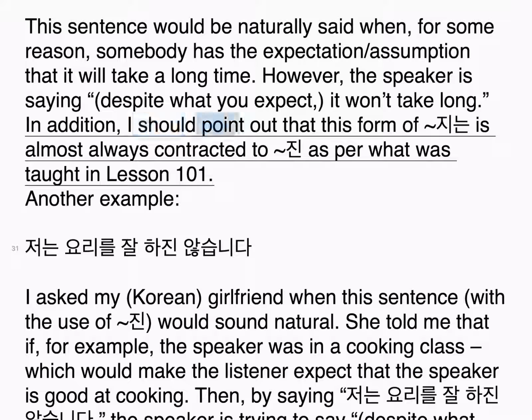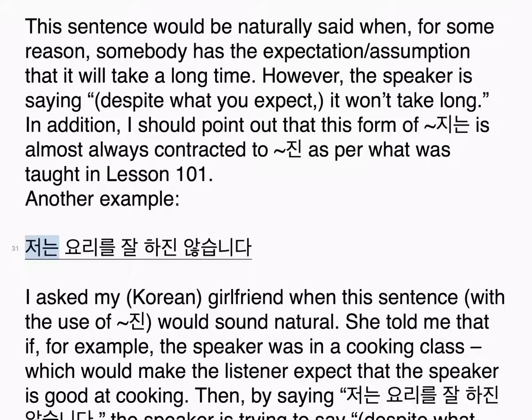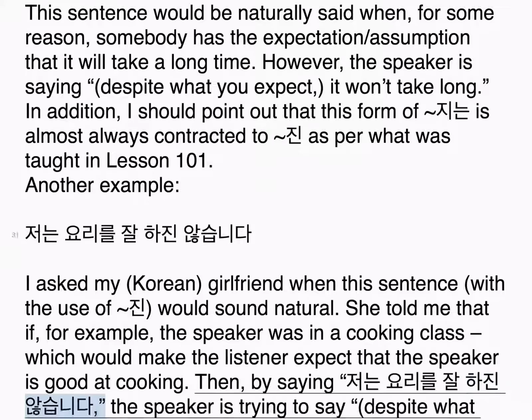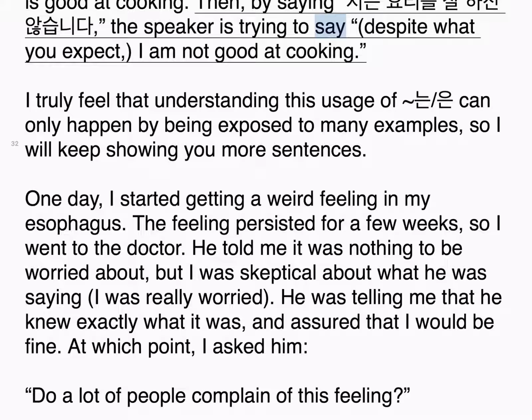In addition, I should point out that this form of 지는 is almost always contracted to 진, as per what was taught in lesson 101. Another example. 저는 요리를 잘 하진 않습니다. I asked my Korean girlfriend when this sentence, with the use of 진, would sound natural. She told me that if, for example, the speaker was in a cooking class, which would make the listener expect that the speaker is good at cooking, then by saying 저는 요리를 잘 하진 않습니다, the speaker is trying to say, despite what you expect, I am not good at cooking.